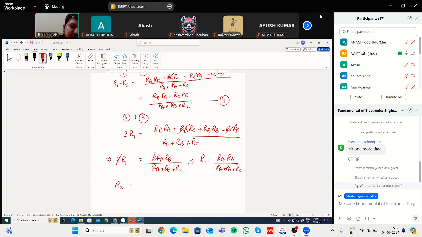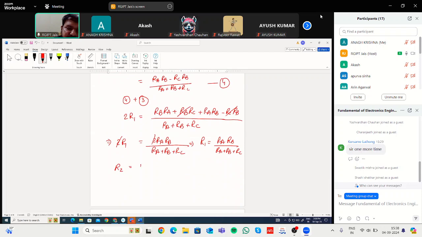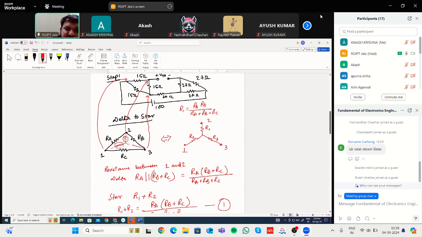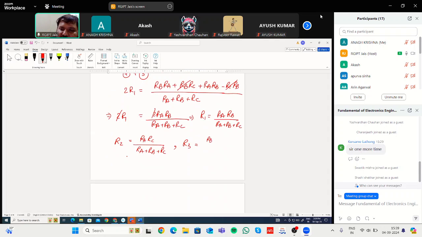R2 will be equal to, you have to come back to the delta configuration. R2 lies here, and on both sides of it there is Ra and Rc. So in the numerator, it will be the product of Ra and Rc, and in the denominator, the sum of Ra plus Rb plus Rc. Similarly, for R3, you have to see what the resistances on the two sides of R3 are. If you place this star inside this delta, then beside R3 it is Rb and Rc. So you write in the numerator Rb Rc divided by Ra plus Rb plus Rc.